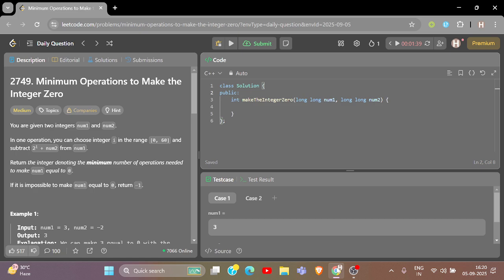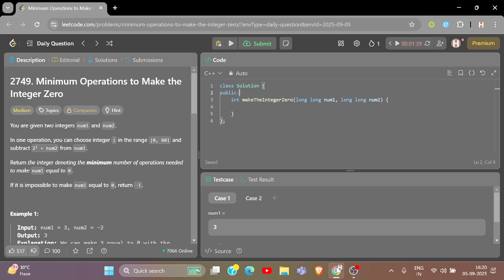Hey guys, myself Ray, and today we'll be solving the POTD, the problem of the day of LeetCode for 5th September. So the question is a medium level problem and it is minimum operation to make the integer zero.